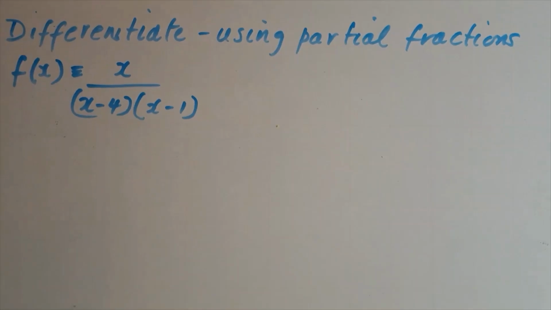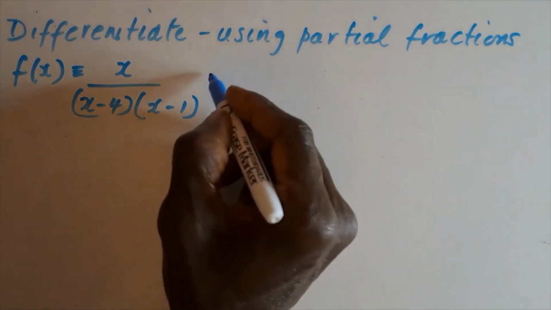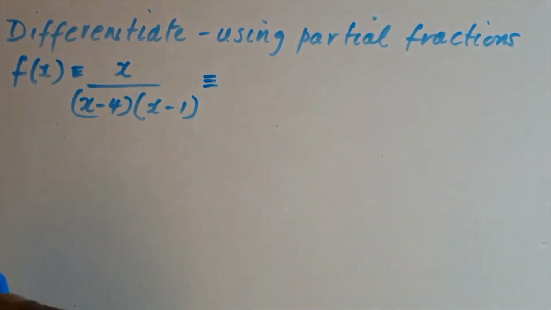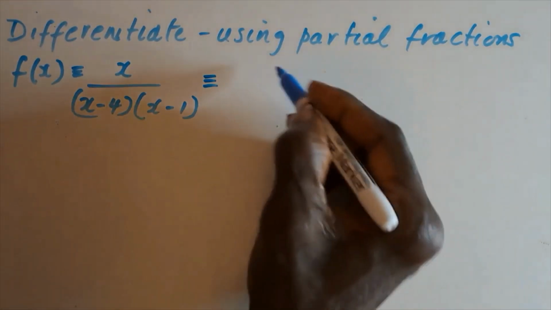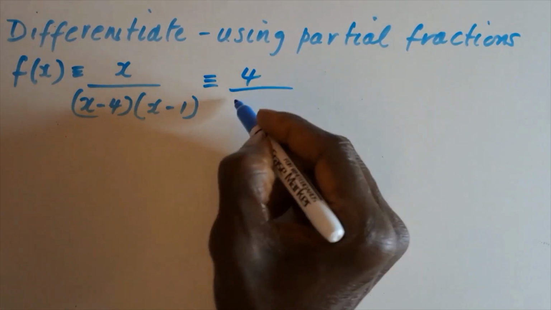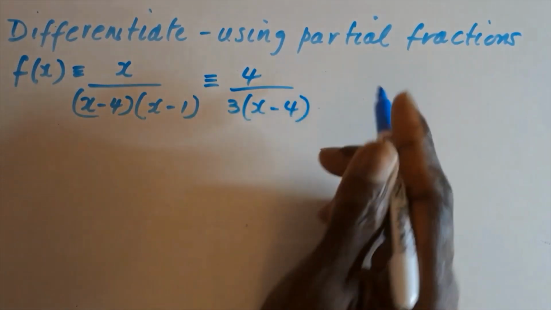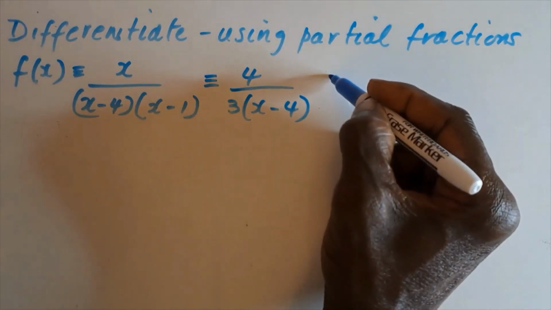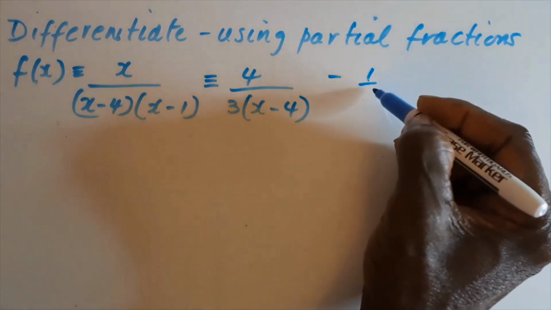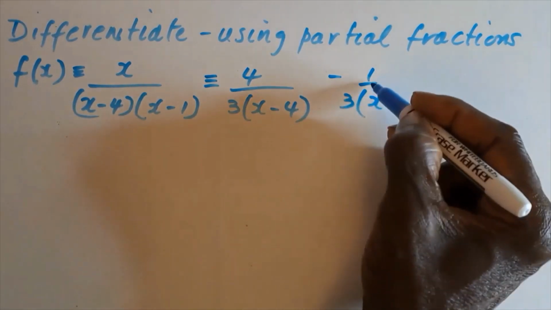Hello. Differentiate using partial fractions. This is our function. This is identical to writing in partial fractions 4 over 3 into x minus 4, minus 1 over 3 into x minus 1.